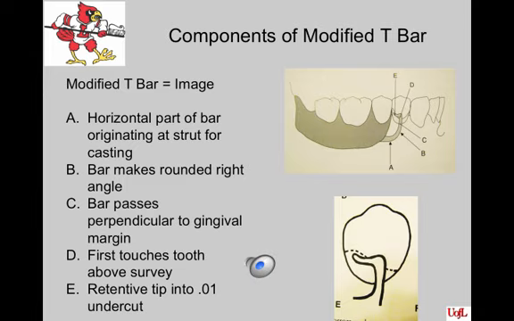Here's an image showing the specifications of the modified T-bar. Many of these specifications are similar to the I-bar in the approach arm area. The horizontal part of the bar originates from a strut of the base retention or from the metal base. It progresses toward the tooth horizontal to the crest of the ridge. It makes a rounded right angle at the mesiodistal height of contour of the tooth and crosses perpendicular to the marginal gingiva. It first touches the tooth at or above the height of contour. The retentive tip then crosses the height of contour into the 0.01 undercut in the terminal 1/3 of the tooth.